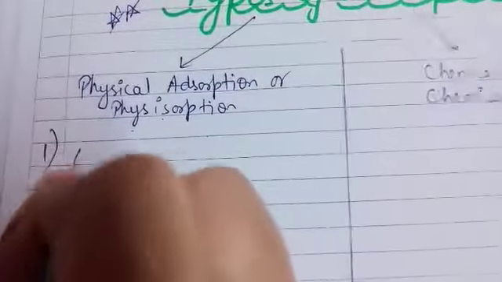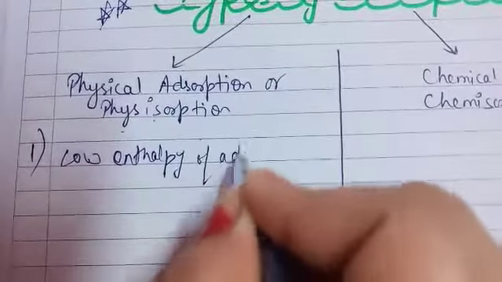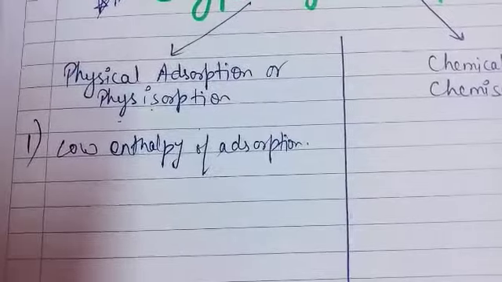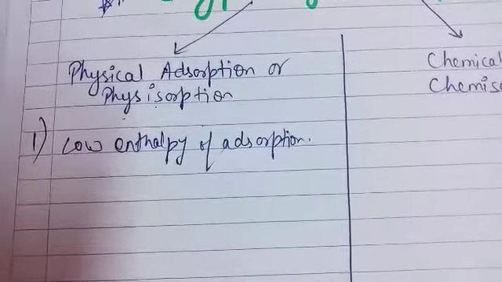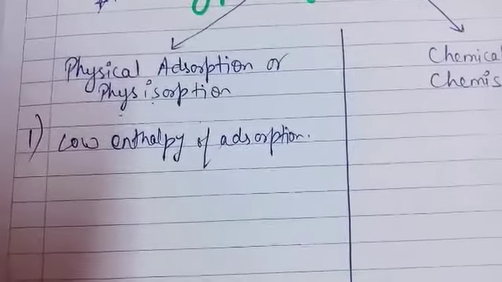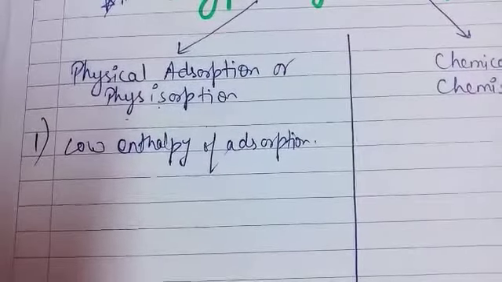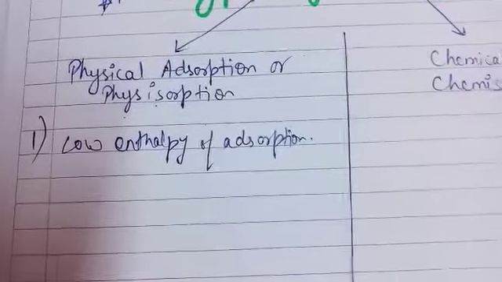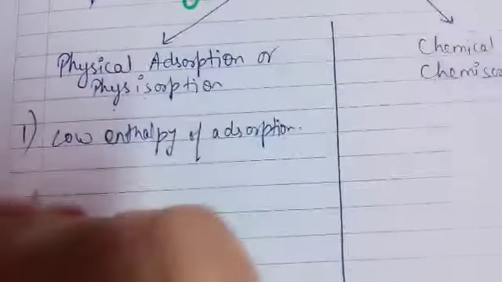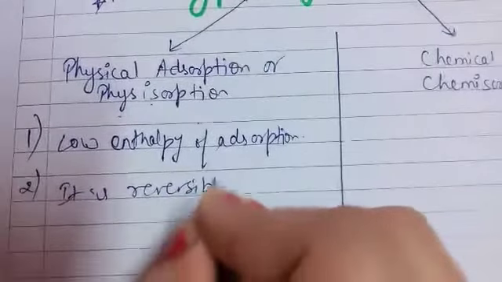The first one is low enthalpy of adsorption. Because the force of attraction is weak, their enthalpy of adsorption is also low. In this process, forces between adsorbate and adsorbent molecules are weak, that's why they have low enthalpy. The second thing is that physical adsorption is reversible, so it is a reversible process.